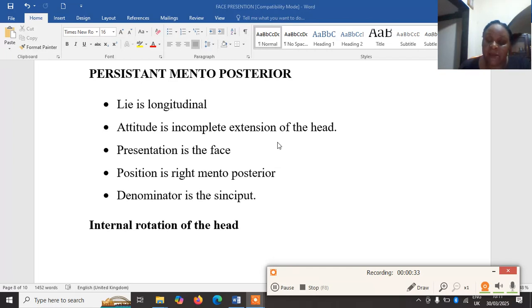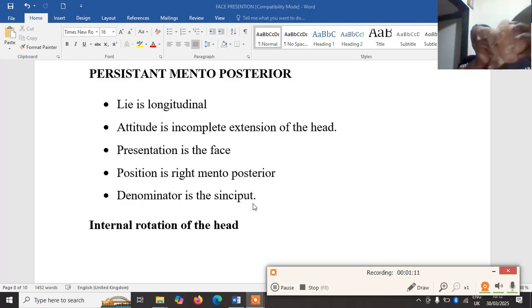The lie is longitudinal, the attitude this time is incomplete extension. Remember, in face presentation, we have the attitude of complete extension, but somehow, as labor progresses, this head is incompletely extended, though the presentation remains the face. But this time, the mentum lies posteriorly, either on the right or on the left posterior aspect of the pelvic cavity. And the denominator this time becomes the sinciput. Because previously the denominator was the mentum.